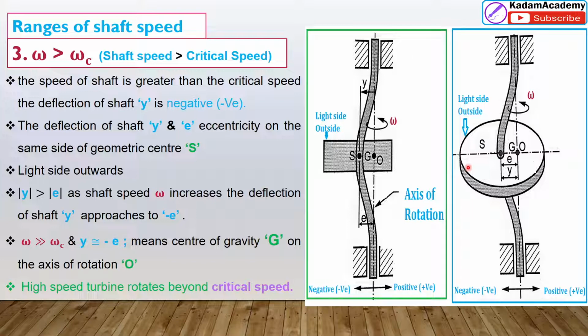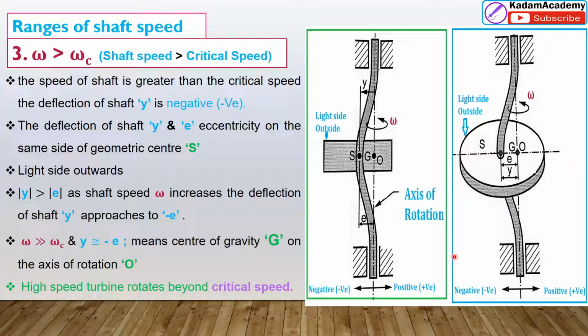This means the rotor rotates with the light side outward. Light side means the center of gravity, or more weight, is on this side, but the light side will become outside. In the first case, the heavy side will become outside. So that is the difference between the first case and the third case.